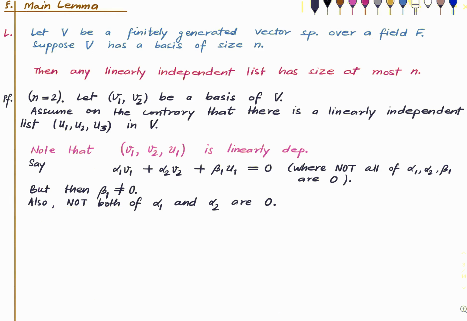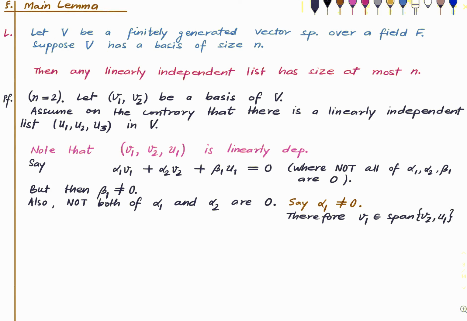So say alpha 1 is non-zero. Doesn't really change the argument. If we assume alpha 2 is non-zero, the same argument will go through. Necessary notational changes will be required. Okay, so therefore, v1 is in the span of v2 and u1.